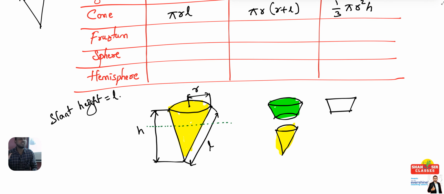Did you understand? In place of r, what do you substitute? r1 plus r2. Pi as it is. In place of r, r1 plus r2. L as it is. Any doubts? Formula is ready.